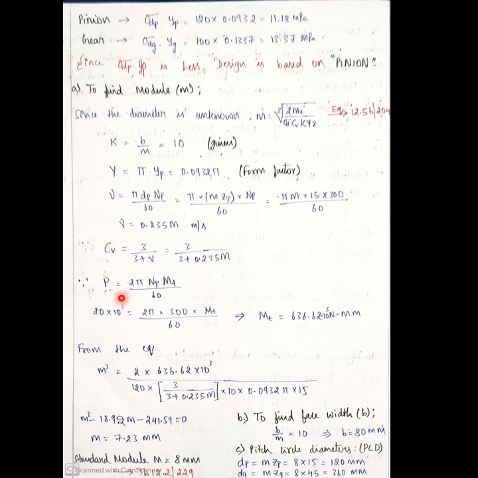Next one, p. P is 2 pi n t by 60, that is the moment of the torque. Now p has given 2 pi n p, again p, because design is based on pinion, hence we have to take the speed of the pinion. Mt you calculate from here.